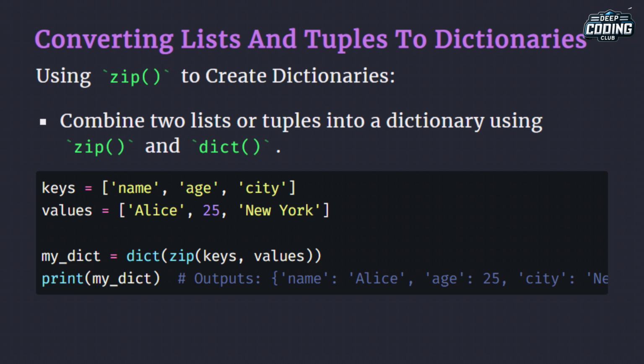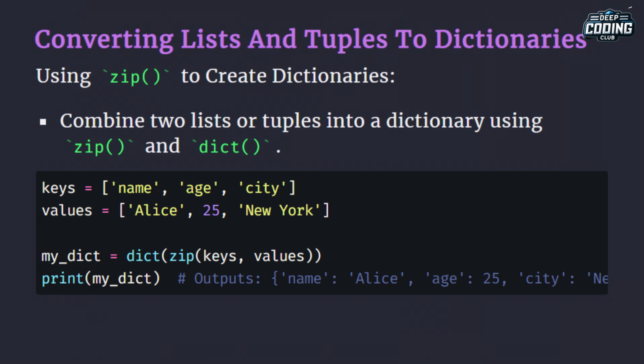As you can see in this example, I have a list of keys, name, age and city, and then I have another list of values with Alice, age as 25 and city as New York. But right now they are two different lists. I want them to be together. So I will first create a zip on these two lists and then I will call the dict method on the output of zip. And if you try to print the output of my dict, then you can see that it has been converted to a dictionary. Name is clubbed with Alice, age is clubbed with 25 and city is clubbed with New York. Now they are no longer two separate lists. So my dict is a dictionary which has combined both of these lists together.